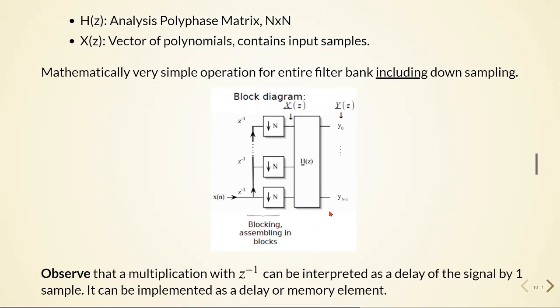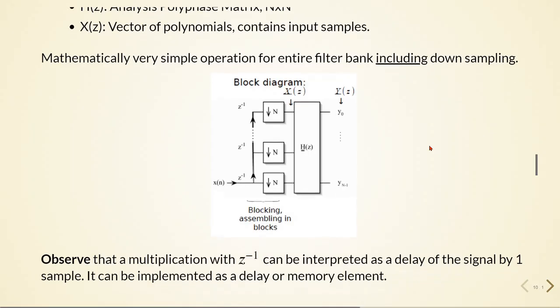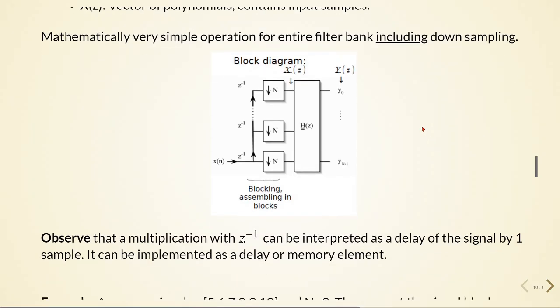So here we have, for example, a block diagram. We have our input, we have our unit delays here, we have downsampling. At this point here, we will have our X of z, then we have our H of z, then we will have our Y of z, which is composed of these individual y_0 until y_{N-1}. Observe that the multiplication with z to the power of minus 1 can be interpreted as the delay of the signal by one sample, and it can be implemented as a delay or a memory element.